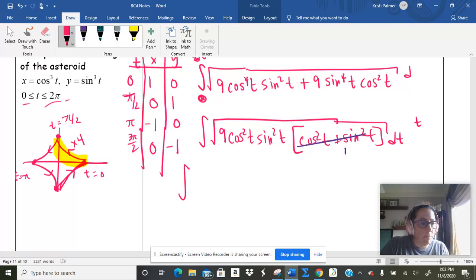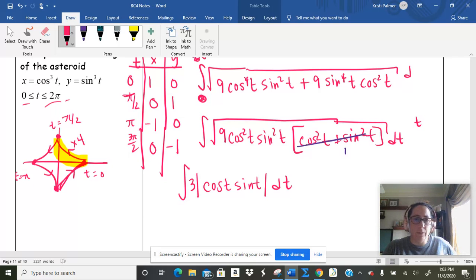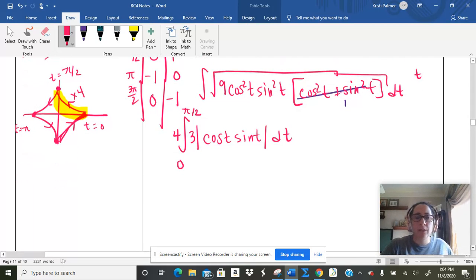So then this would become 3 times the absolute value of sine and cosine dt. So if I went from 0 to 2 pi, again, it's kind of making it a little bit more challenging for me because I'm only wanting that top half. So I'm going to go ahead and go from 0 to pi over 2 and multiply that by 4. That way I don't have to think through the absolute values of trying to get two separate functions.